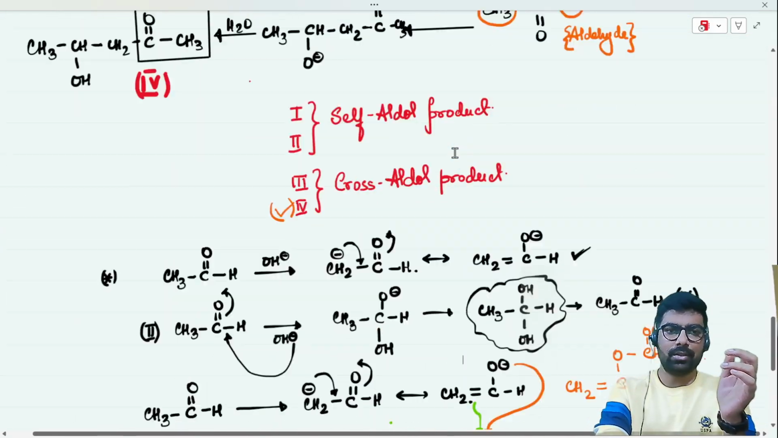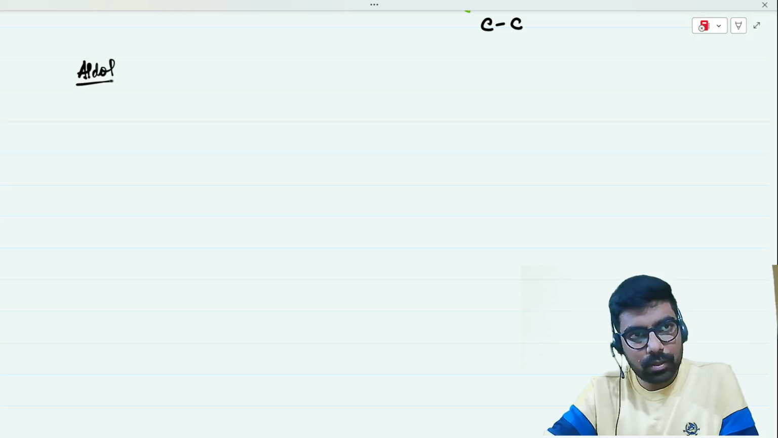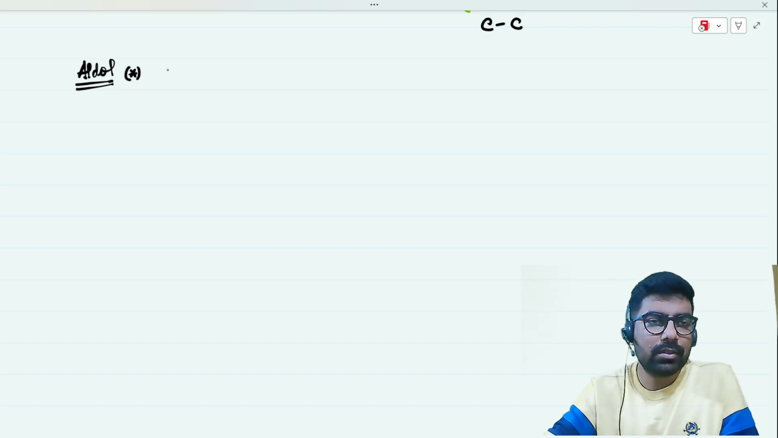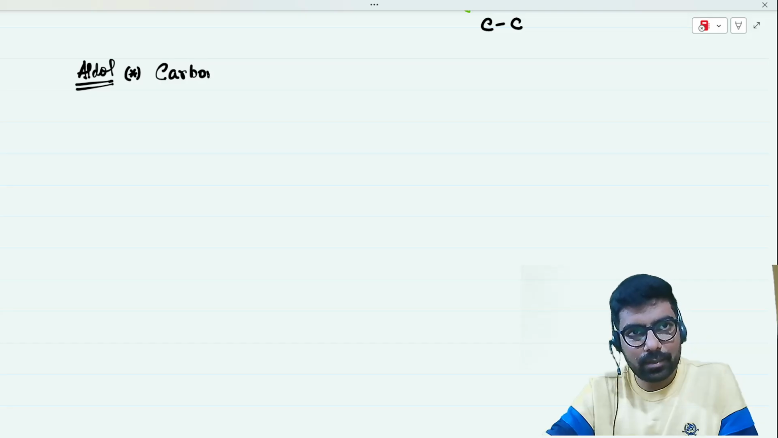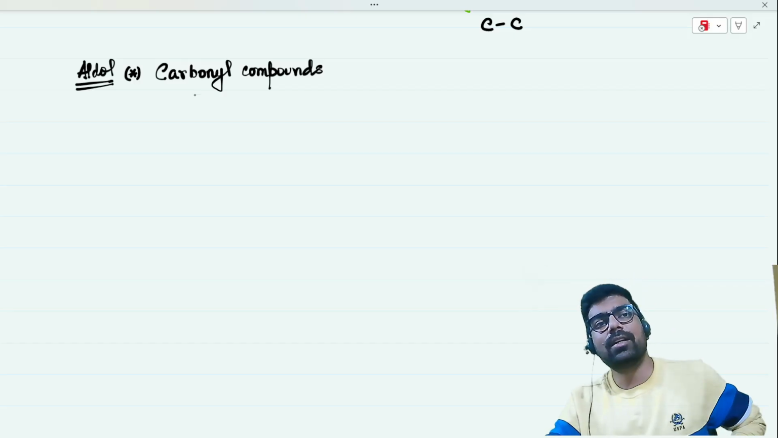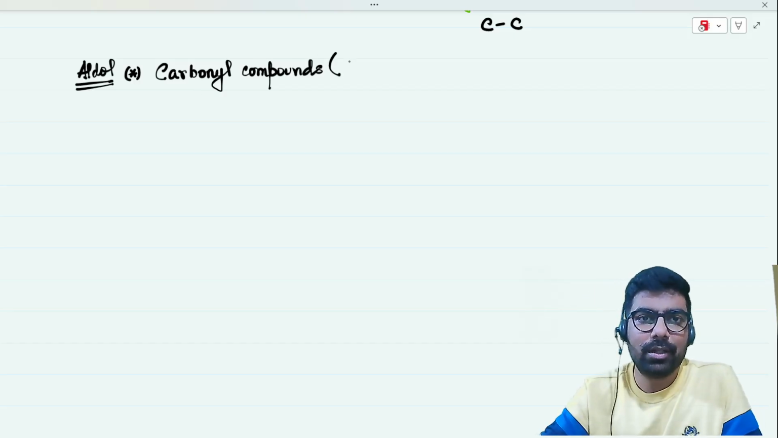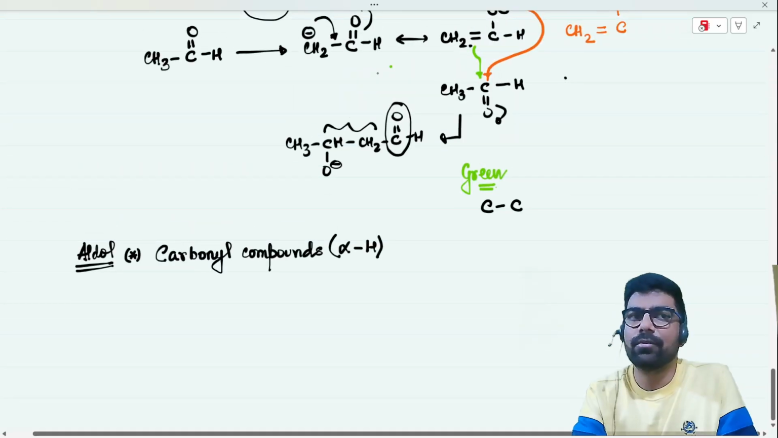First things first, let's wrap up what we have studied till now. If we wrap up the aldol condensation, then the first point that we have to know is which compounds undergo the reaction. That is the carbonyl compounds. Okay, now what kind of carbonyl compounds? The carbonyl compounds that have an alpha hydrogen. Clear?